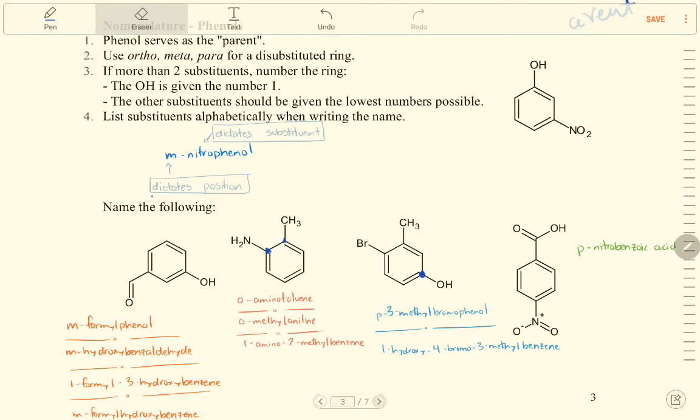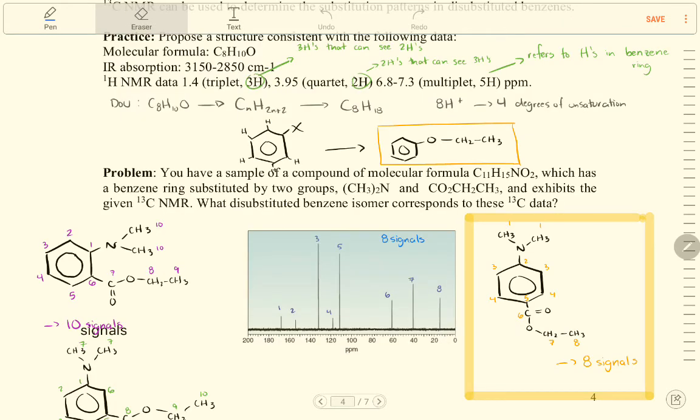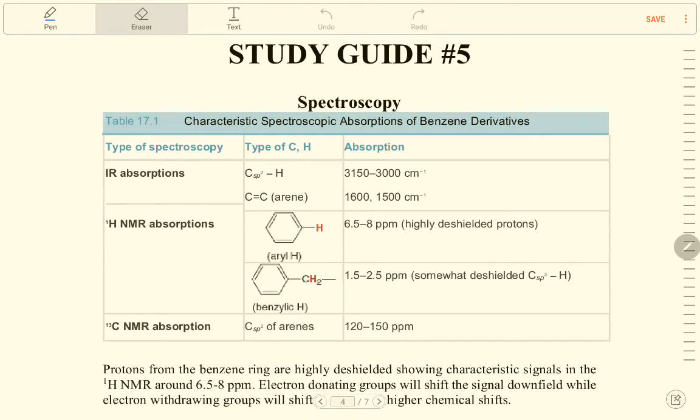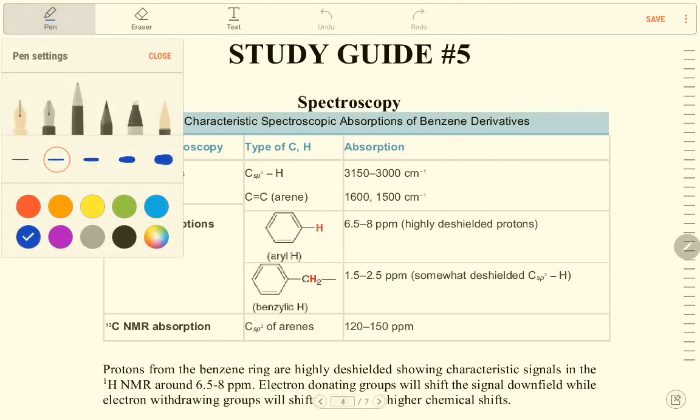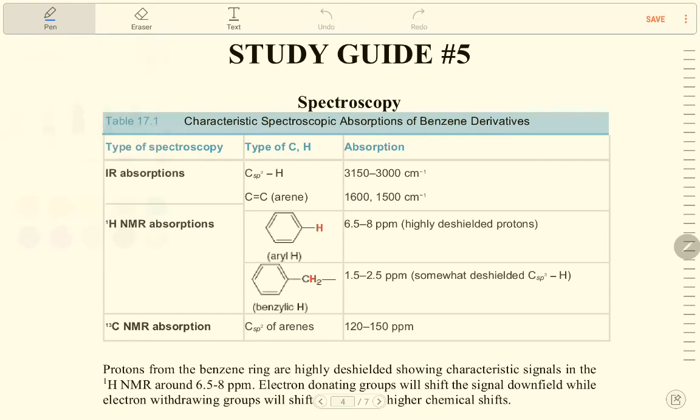Okay, next page. Spectroscopy. Some characteristic spectroscopic absorptions of benzene derivatives. IR spectrum: the sp2 C-H is 3150 to 3000. Then C double bond C is 1600 to 1500 per centimeter.